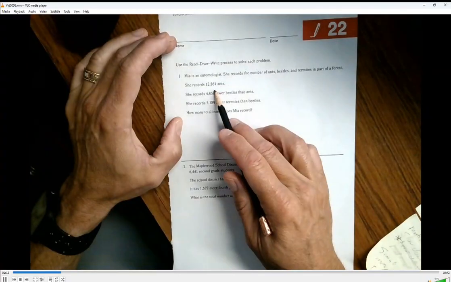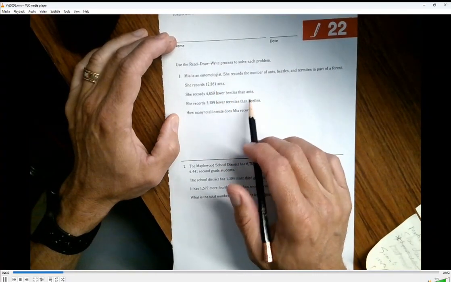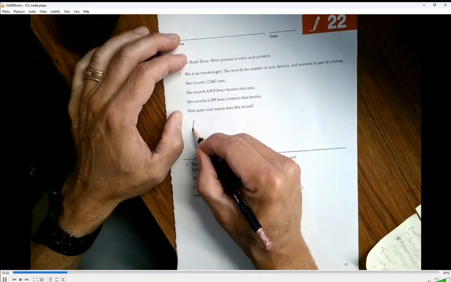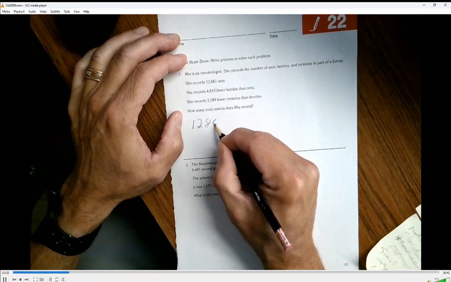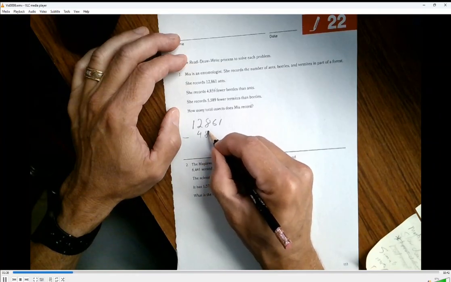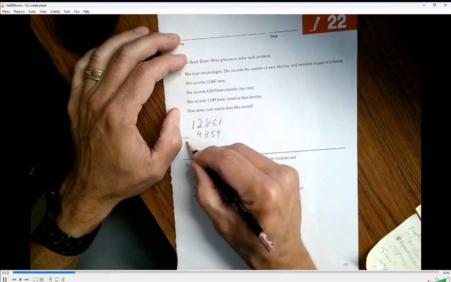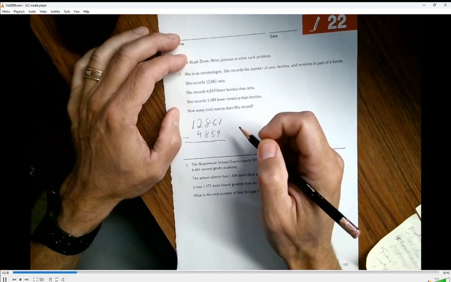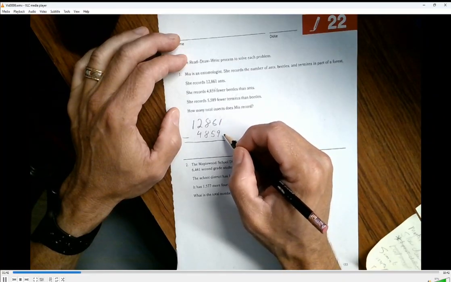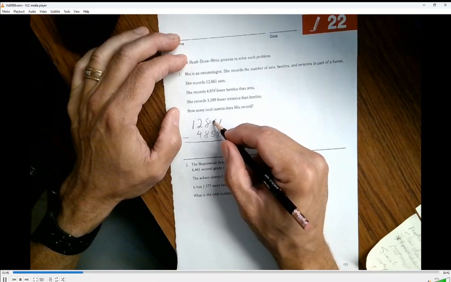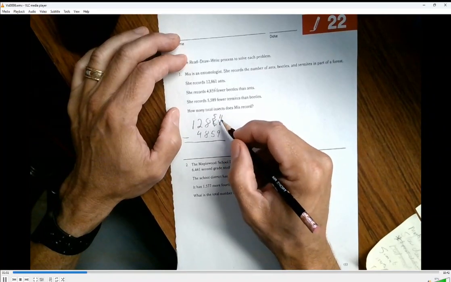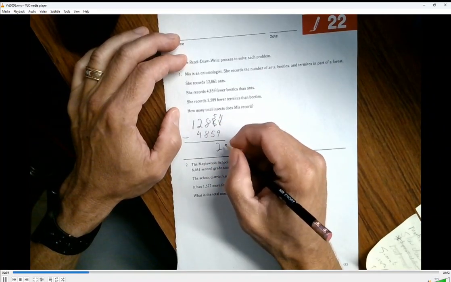So, we know how many ants, but we have fewer beetles than ants, and we have fewer termites than beetles. So we have to find our number here first. Start with our number of ants, 12,861, minus, because it was fewer beetles than ants, 4,859. Let's do this one first. 1 minus 9. We all know we can't do that because you can't hold up one finger and then make 9 fingers disappear. So let's go next door again. Now we'll have 11 over here. That leaves us 5 over 10. So we have 11 minus 9. We can do that. That is 2.